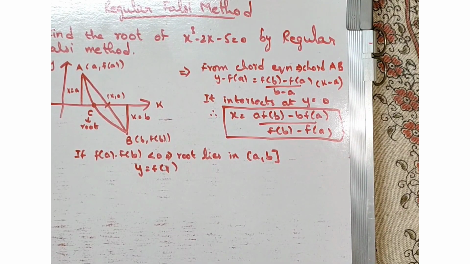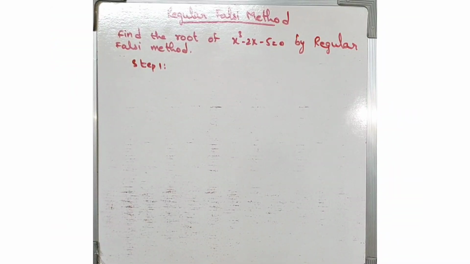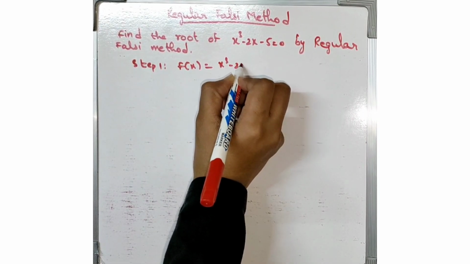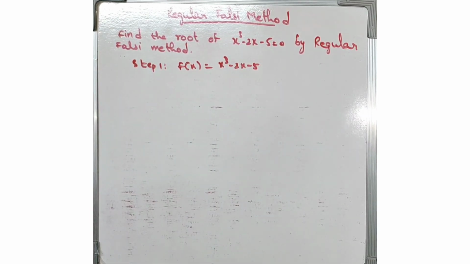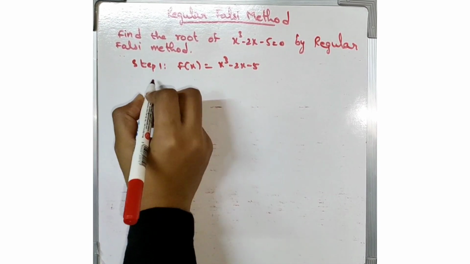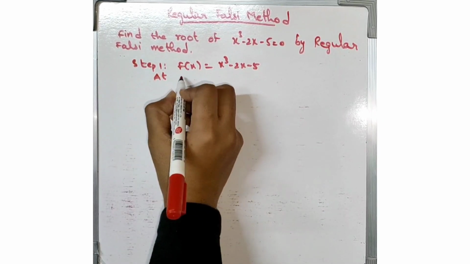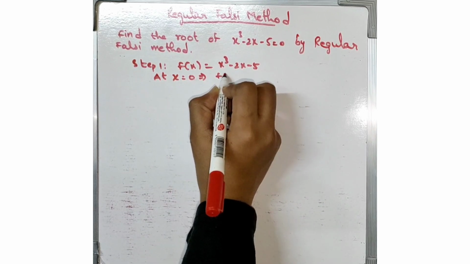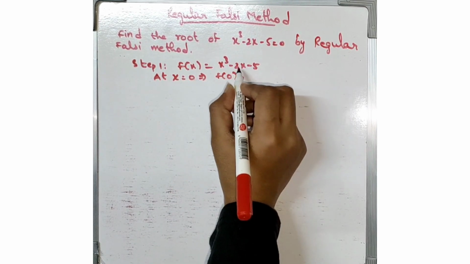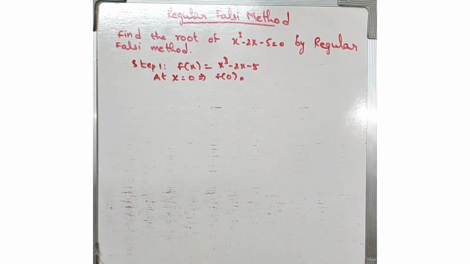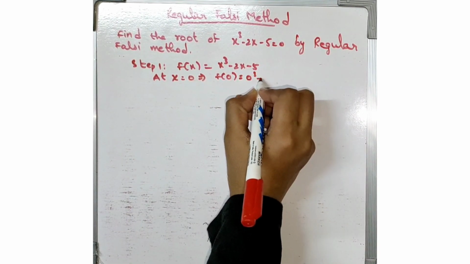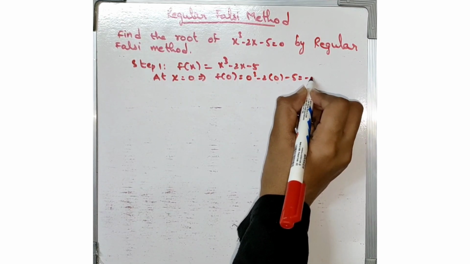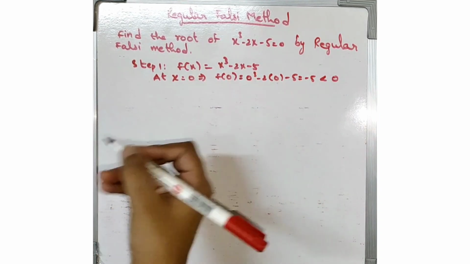So now let's start with our example. Step 1: first find out f(x). Here f(x) = x cubed minus 2x minus 5, and we have to find the real root. Similar to the bisection method, choose the values of a and b. Consider x = 0 and find f(0). Substituting 0: 0 cubed minus 2 times 0 minus 5 equals minus 5, which is less than 0. That is, f(0) is less than 0.